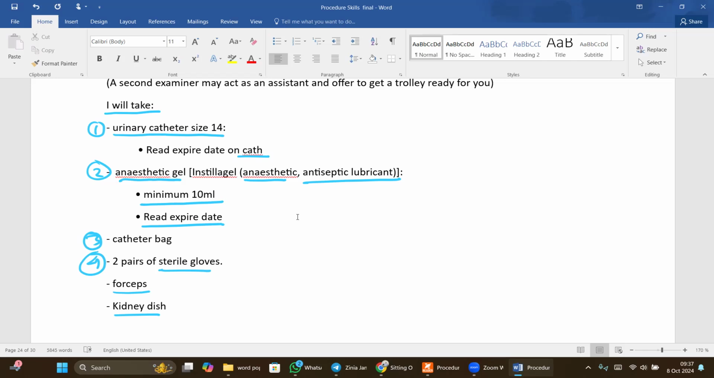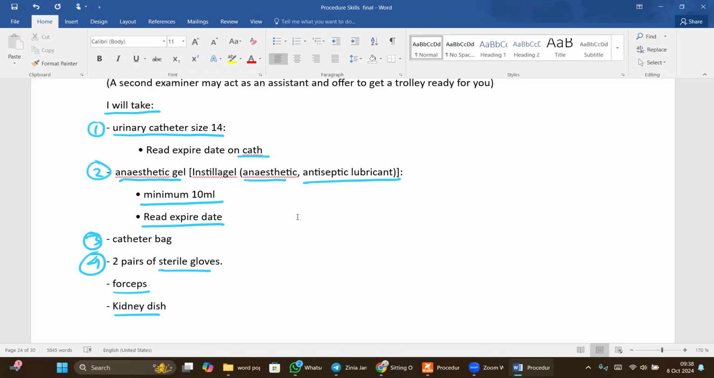Then anesthetic gel, sometimes it is a pre-filled syringe, or maybe in some bottle. Instillagel, anesthetic or antiseptic lubricant, minimum 10 ml, and read the expiry date. So first the urinary catheter, and as it will be under a numbing agent, we need anesthetic gel, minimum 10 ml. Also we have to mention the expiry date.